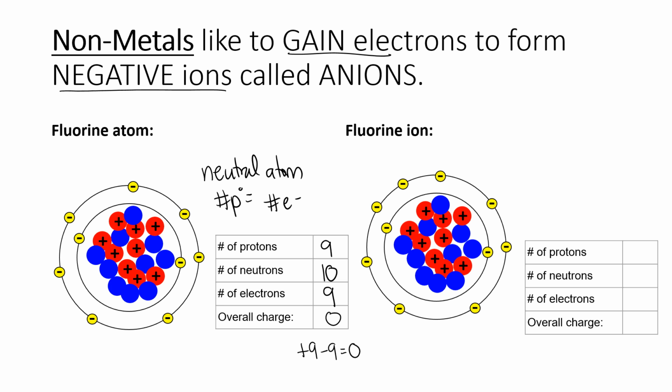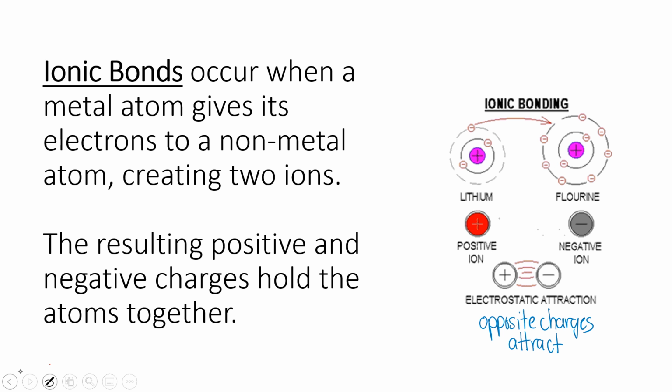All right, down here is the next one, a fluorine ion. It still has 9 protons. It still has 10 neutrons, so the nucleus didn't change. If you count out the number of electrons now, it has gained an electron in its outer shell. So now I've got 1, 2, 3, 4, 5, 6, 7, 8, 9, 10 electrons. So I've got 9 protons and 10 electrons. It has a charge of -1. This is what we call an anion because it has a negative charge.